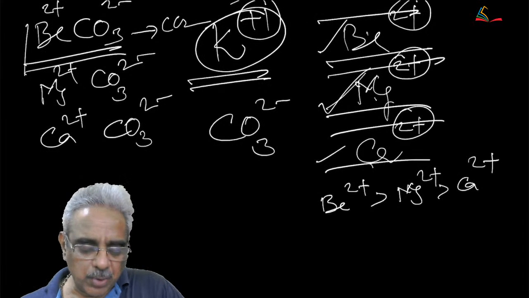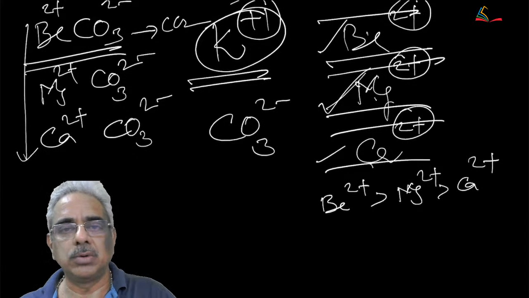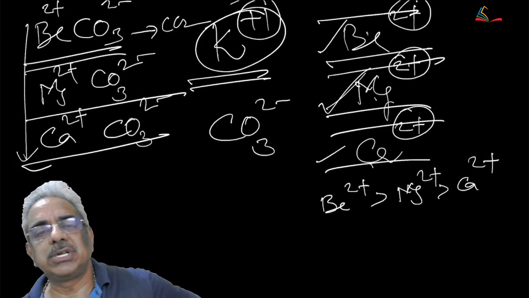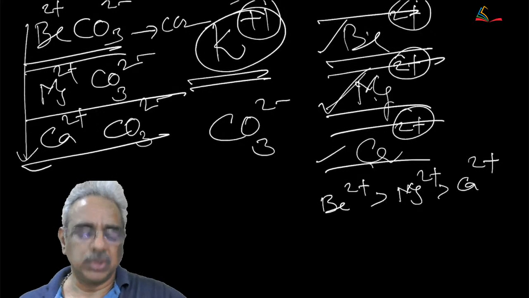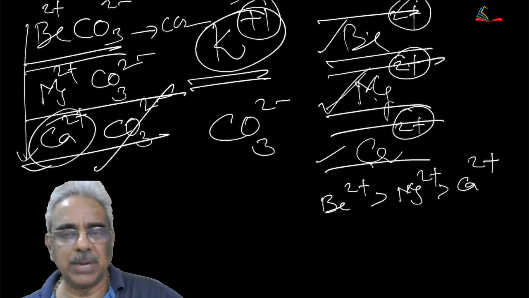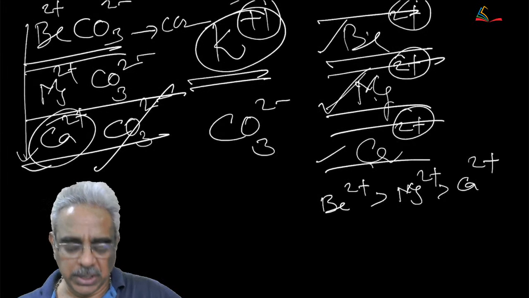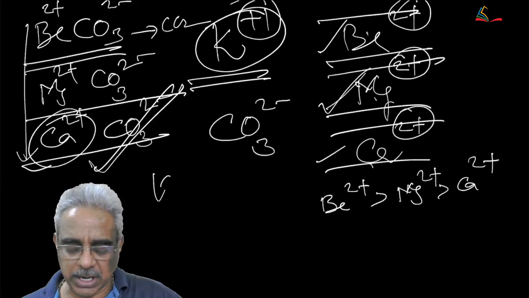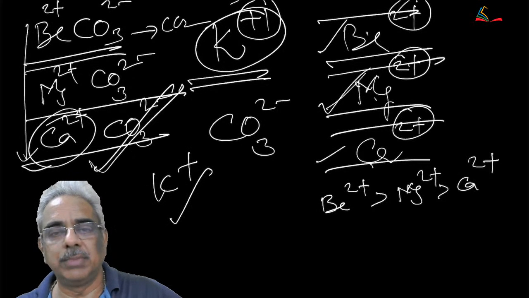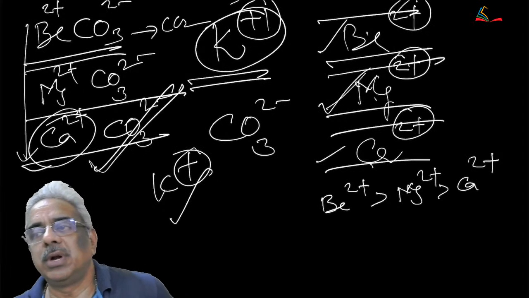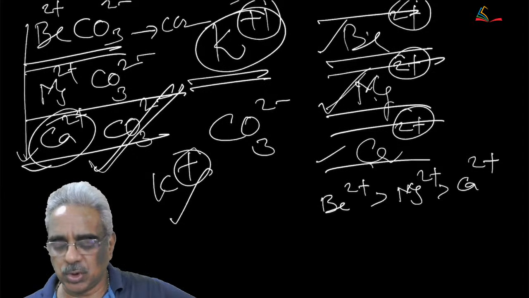So the extent of polarization decreases as you go down, so the stability of the carbonate will increase. Polarization leads to less stability. So there is no polarization. This is most stable, thermally very stable. Even if you heat, you have to heat it to a higher temperature. So now coming to potassium, you need to still heat more because it doesn't polarize at all. Almost zero polarization. So potassium carbonate is most stable.